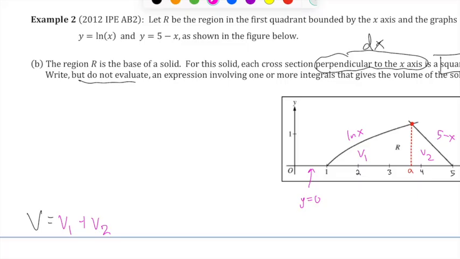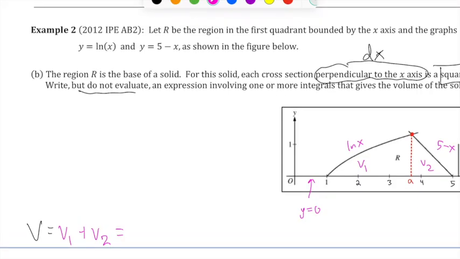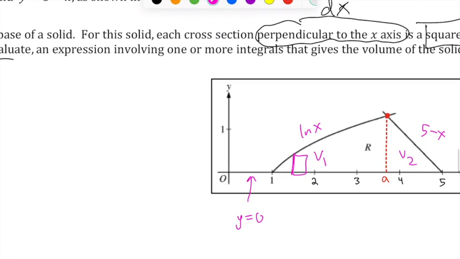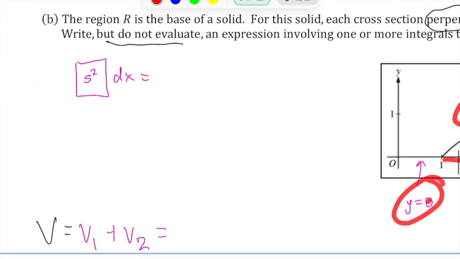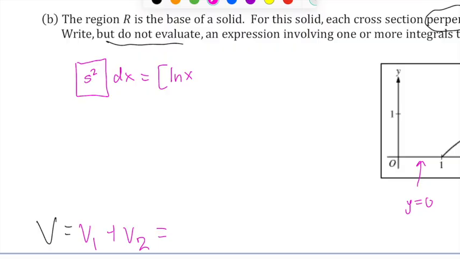So there's two separate integrals we need to write. All right, so let's take volume 1 first. So again, we're going to have a square. So this is going to be side squared dx. Looking at this square here, how do I find this side length? Well, really, it's just going to be the top curve minus the bottom curve. The top curve is log minus 0. So this is going to be log of x minus 0 squared dx. And again, this is volume 1.